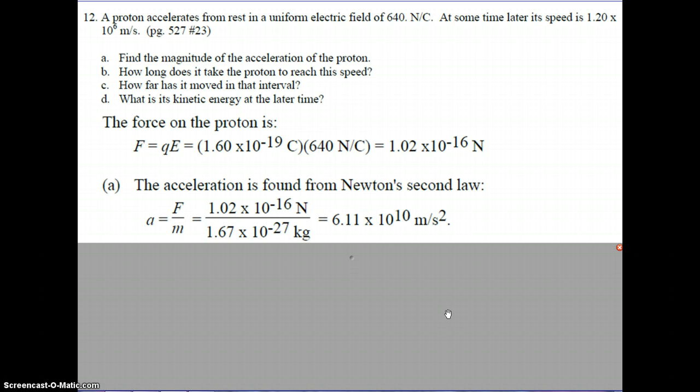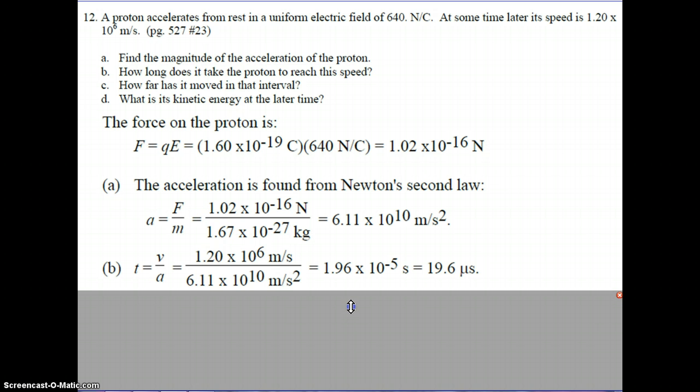The acceleration using F equals ma, so a would be F divided by m, our calculated force divided by the mass of a proton, which is found on our reference table to be 1.67 times 10 to the negative 27 kilograms, gives us an acceleration of 6.11 times 10 to the 10th meters per second squared. We're now going to use that acceleration to do calculations for B and C.